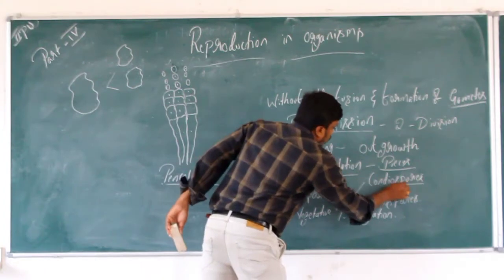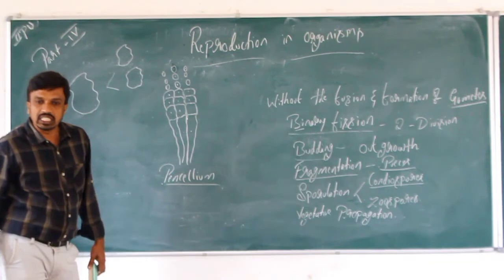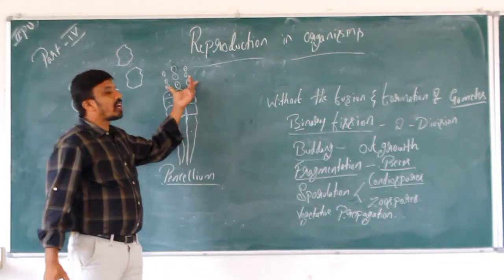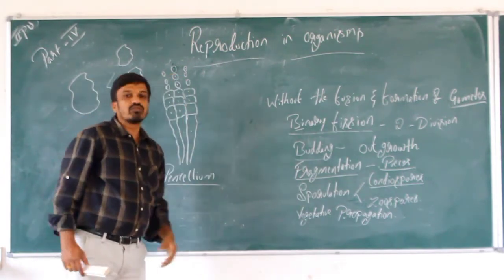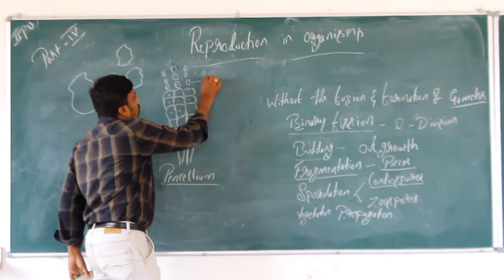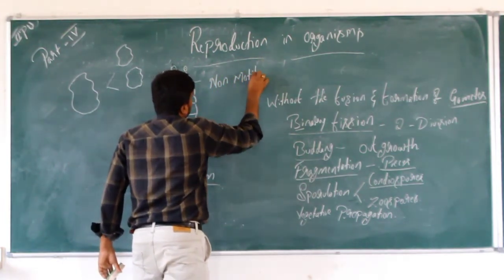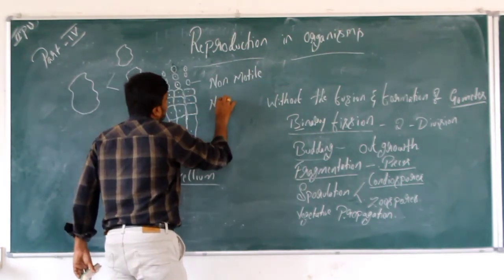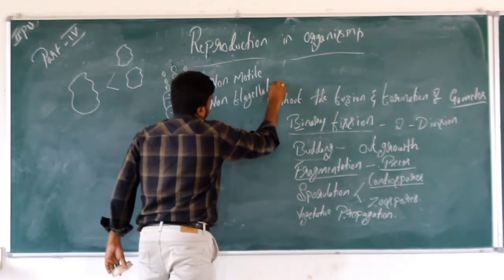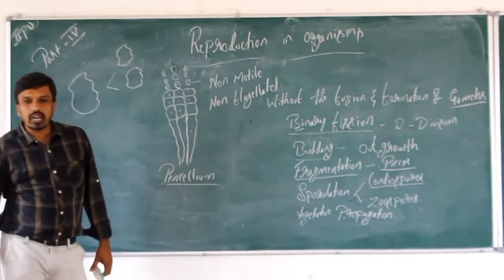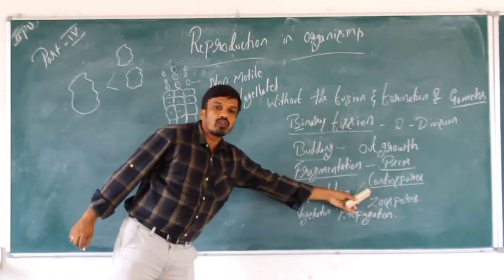So, what are conidiospores? Conidiospores are exogenous. Exogenous means present on the outer side or produced on the outside. And they are non-motile, non-flagellated. Non-motile, non-flagellated, exogenous spores are called conidiospores.